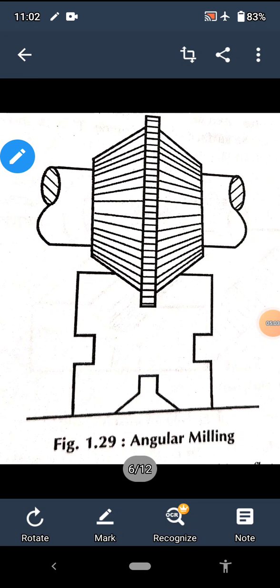Angular milling is used to machine a flat surface at an angle to the cutter axis, this one, at an angle other than right angle, as shown in the figure. This uses a single or double angle cutter depending upon the requirement. Like we are producing this type of surface. So angular means an angle other than right angle.